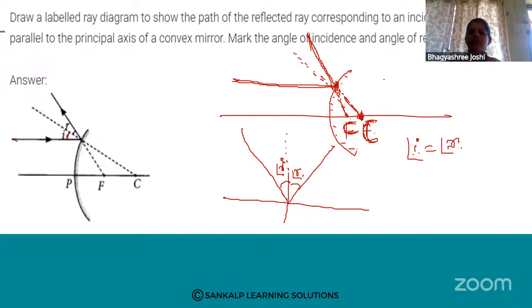Next, principal axis of a convex mirror. Mark the angle of incidence and angle of reflection. So that is angle I and angle R. These two are angle of incidence and angle of reflection.